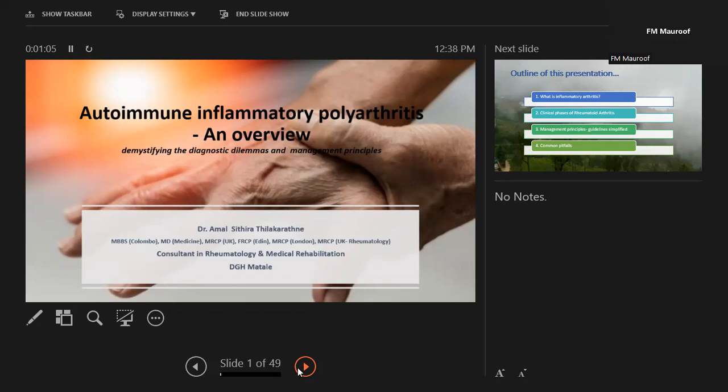Now, today I'm going to talk about a few basic things about autoimmune inflammatory polyarthritis. I'll be giving an overview, and this presentation is not mainly about the guidelines or pathophysiological things. I would try to give some of the most important concepts which we come across in managing patients with inflammatory arthritis. So my aim is to demystify these diagnostic dilemmas and the management principles.